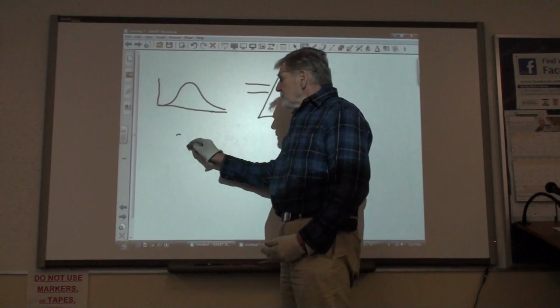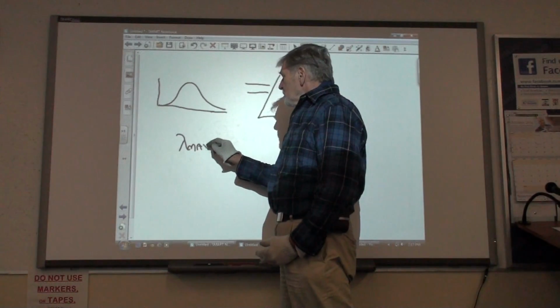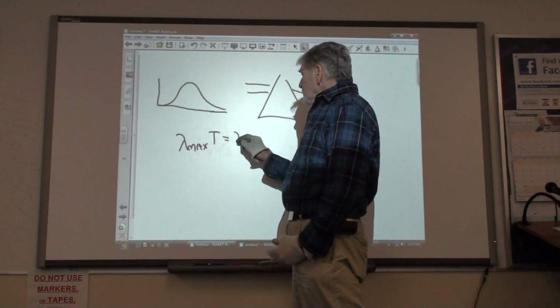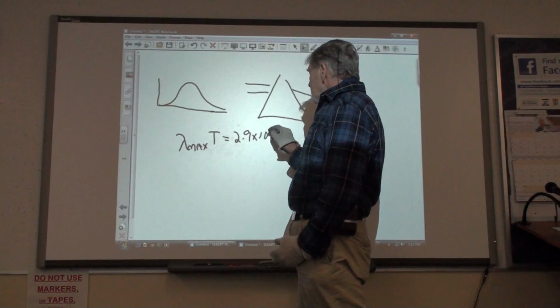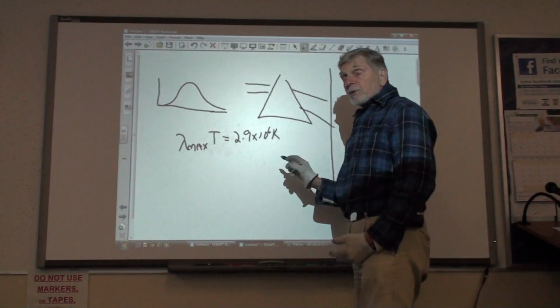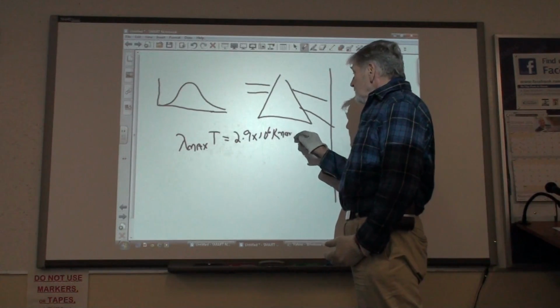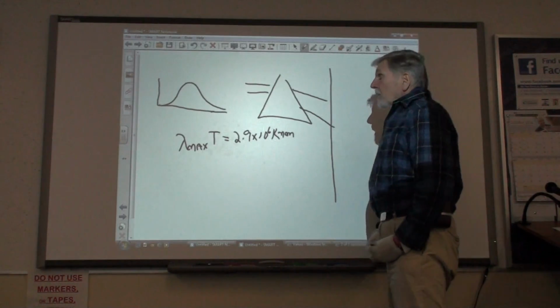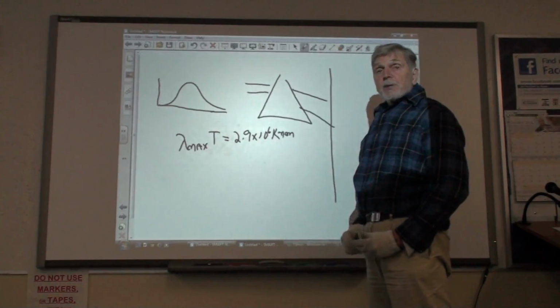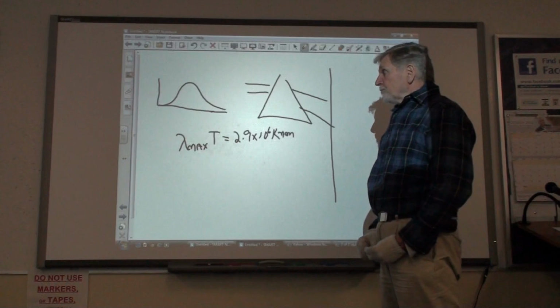And we can use the relationship that lambda max times the temperature of the object is 2.9 times 10 to the 6th. The temperature is in degrees Kelvin, and the wavelength is in nanometers, and that will give us the surface temperature of the black body radiation.